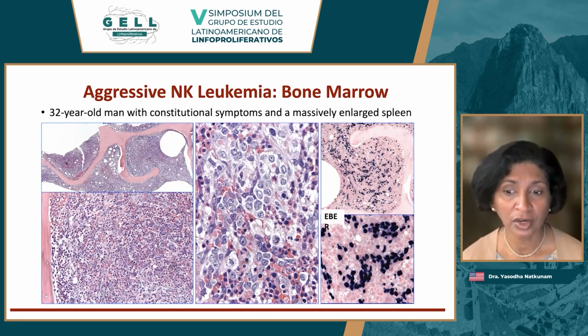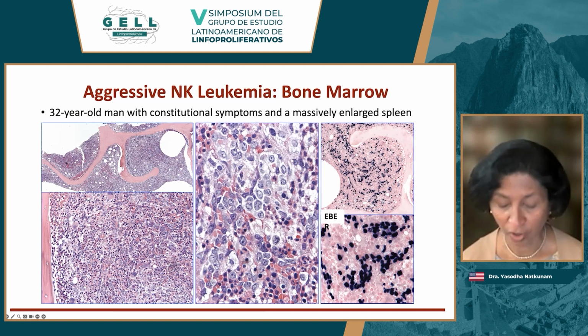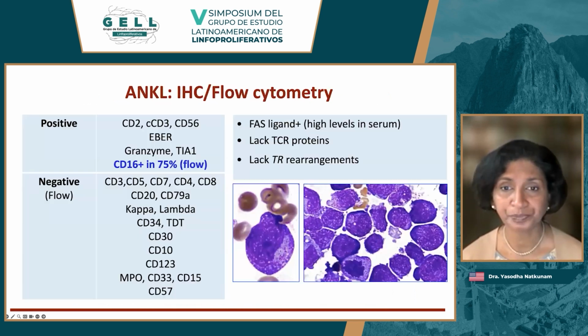And here are some pictures from a 32-year-old man with constitutional symptoms and a massively enlarged spleen. As you can see, it really does present as sheets of NK cells with pleomorphism, and you can see here that they are involved by EBV. This same patient had a massively enlarged spleen. Here again, you can see that the white pulp and red pulp have been displaced, and there is this very pleomorphic population that is positive for CD56 and EBER.